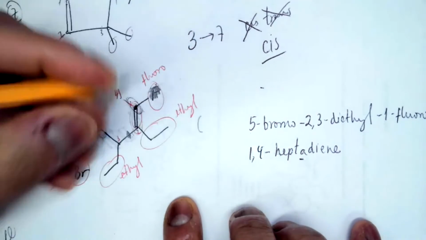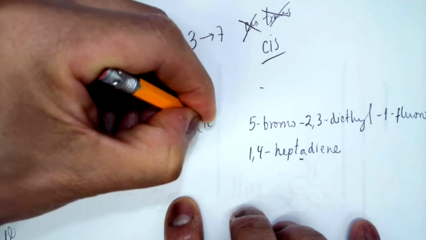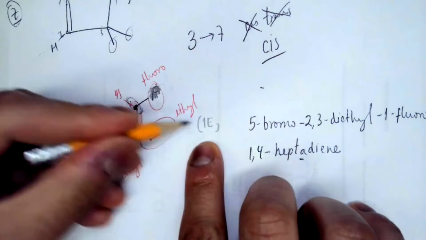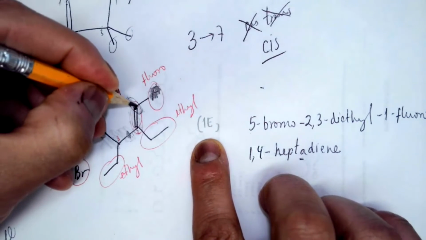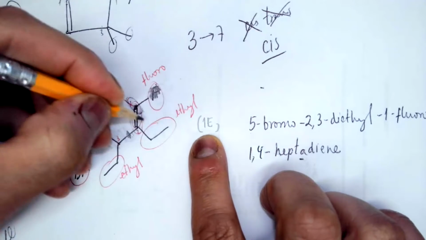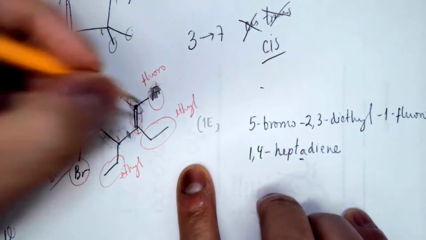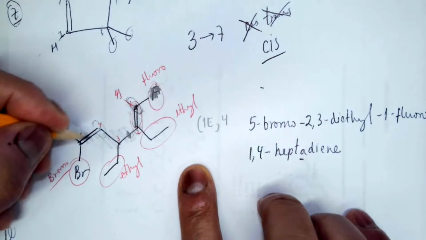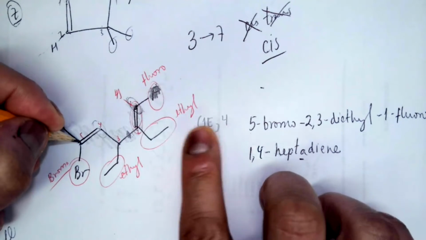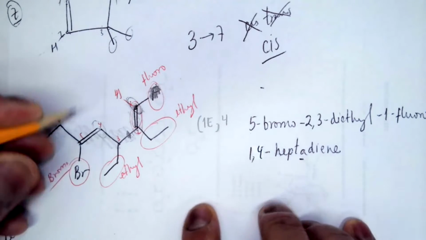Therefore, this compound is going to have 1E. Why are you putting 1E, Professor? Because that E is for the double bond that is located on carbon number 1. This one is E. This one is 4, because that double bond is located on carbon number 4. Don't put 1, 2. You have to put 1E, 4, whatever it is.